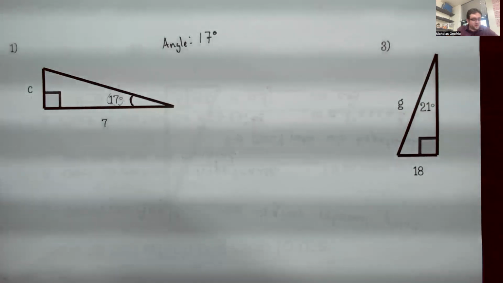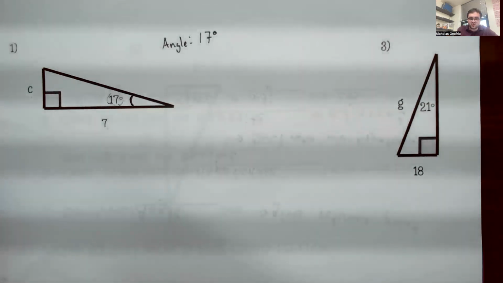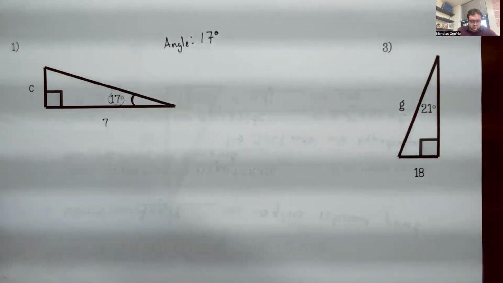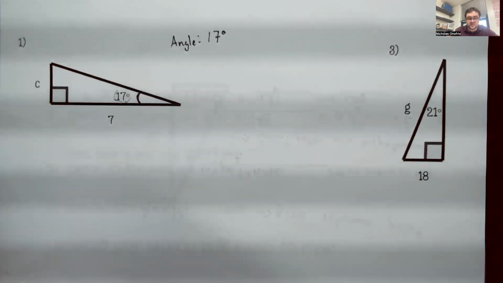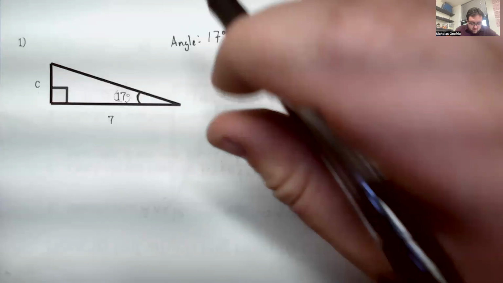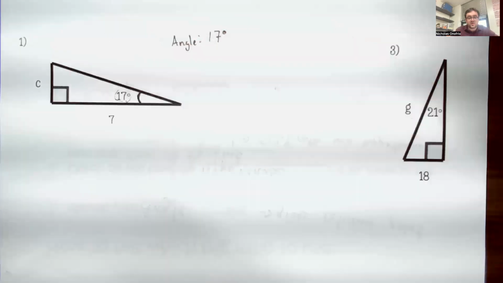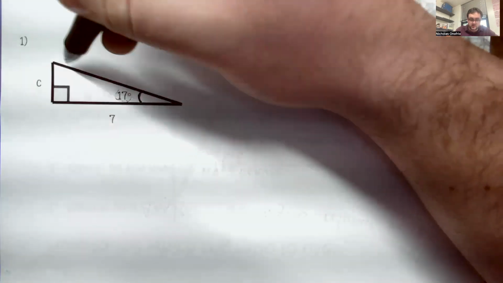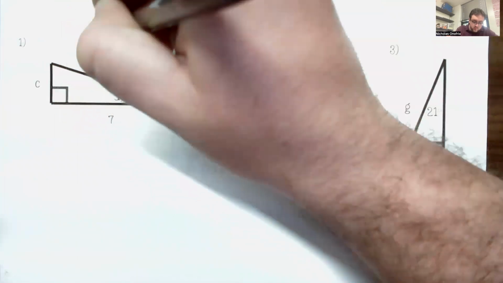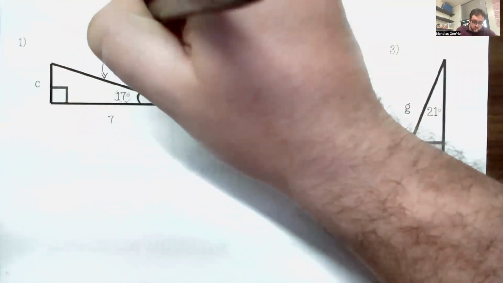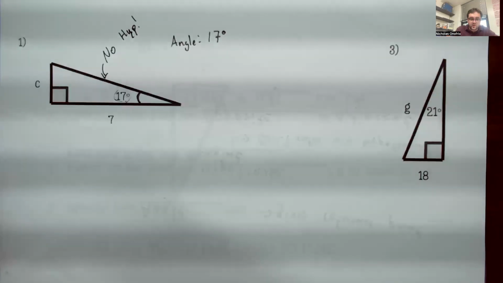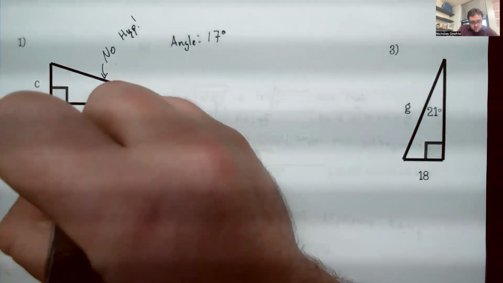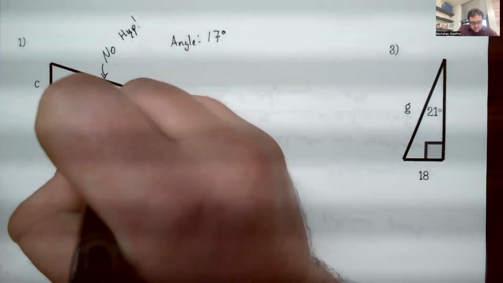Okay, let's move to step 2. Step 2 told us to check to see if we have the hypotenuse. Our hypotenuse is that longest side. So as we look at our triangle, we notice that our longest side is this top piece right here. We know nothing about it. No hypotenuse. Since we have no hypotenuse, we can immediately know we need to use tangent.